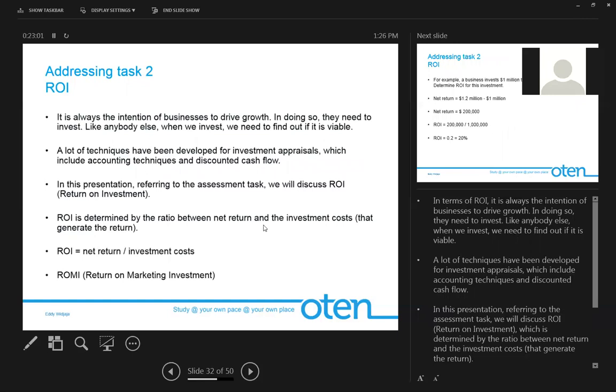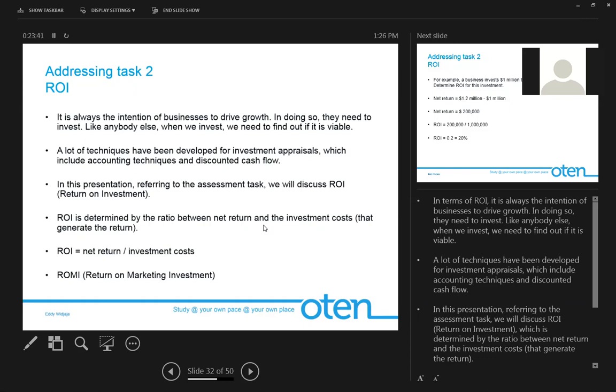Now let's discuss the ROI. It is always the intention of companies to drive growth, and in doing so, they need to invest. Like anybody else, when we invest, we need to find out if our investment is viable or not. A lot of techniques have been developed for investment appraisals. This includes accounting techniques and discounted cash flow techniques. In this assessment, and also in this presentation, we are going to look at the ROI, which is part of the accounting techniques, not discounted cash flow.